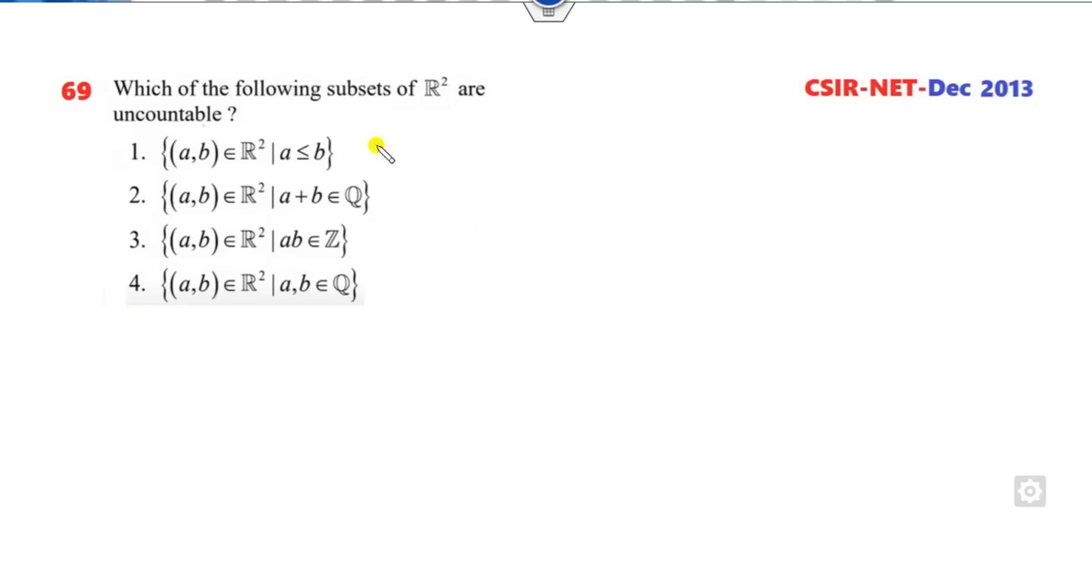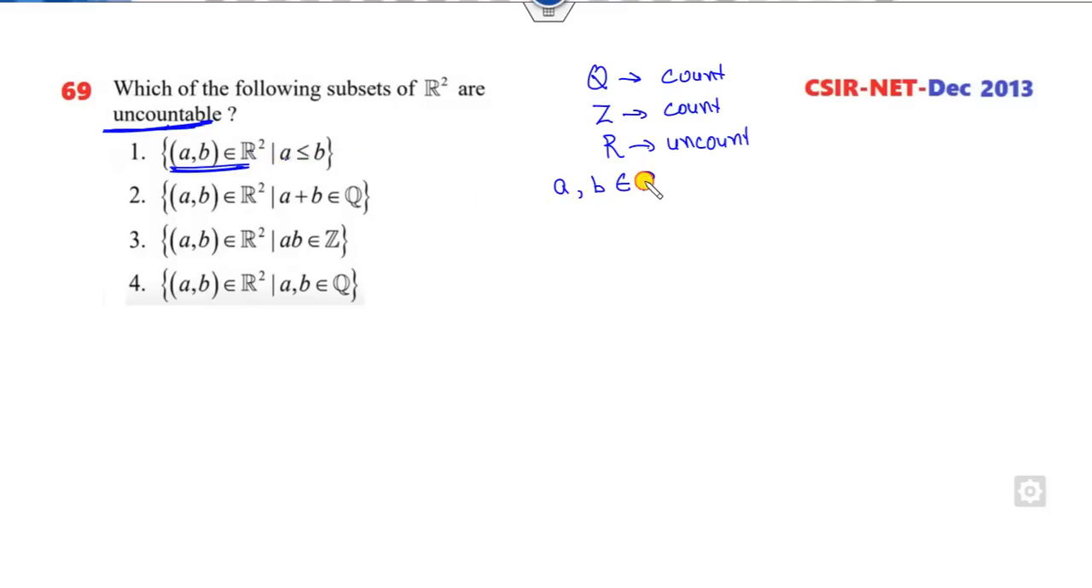Okay, look at this one. Which of the following is uncountable? Remember always, Q is countable. Z is countable. R is uncountable. So think about R: the collection of all those pairs from R^2 such that a is less than b. So what is the nature of a and b? They are in R, and R is uncountable. The first element is uncountable.